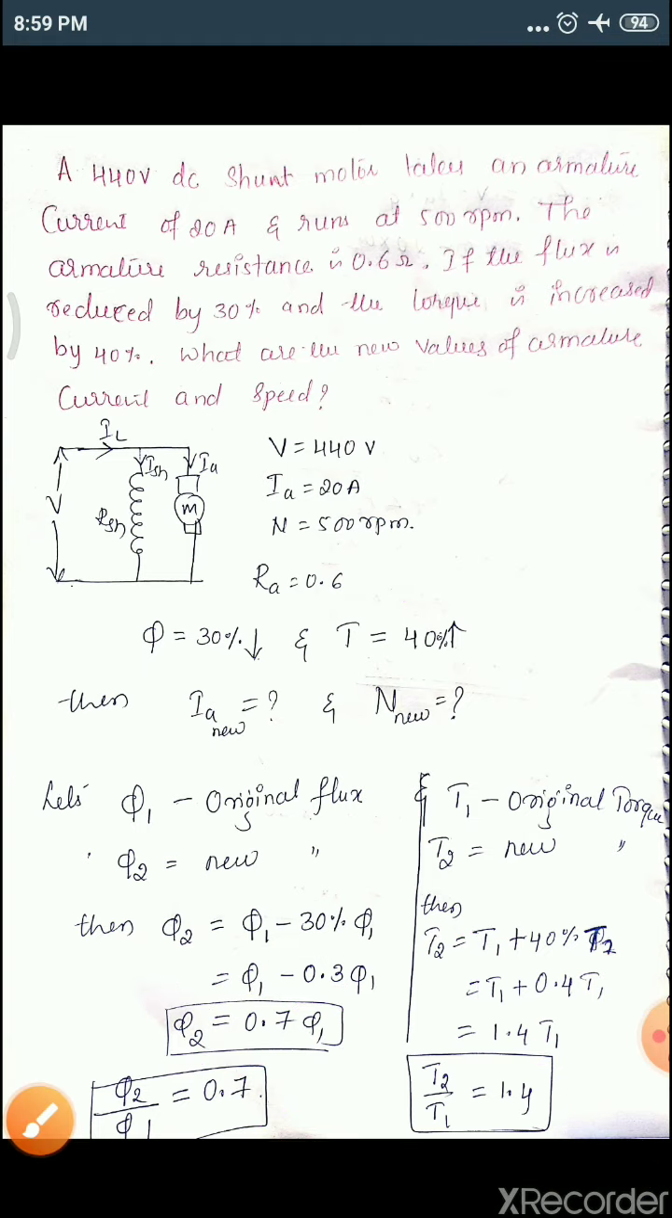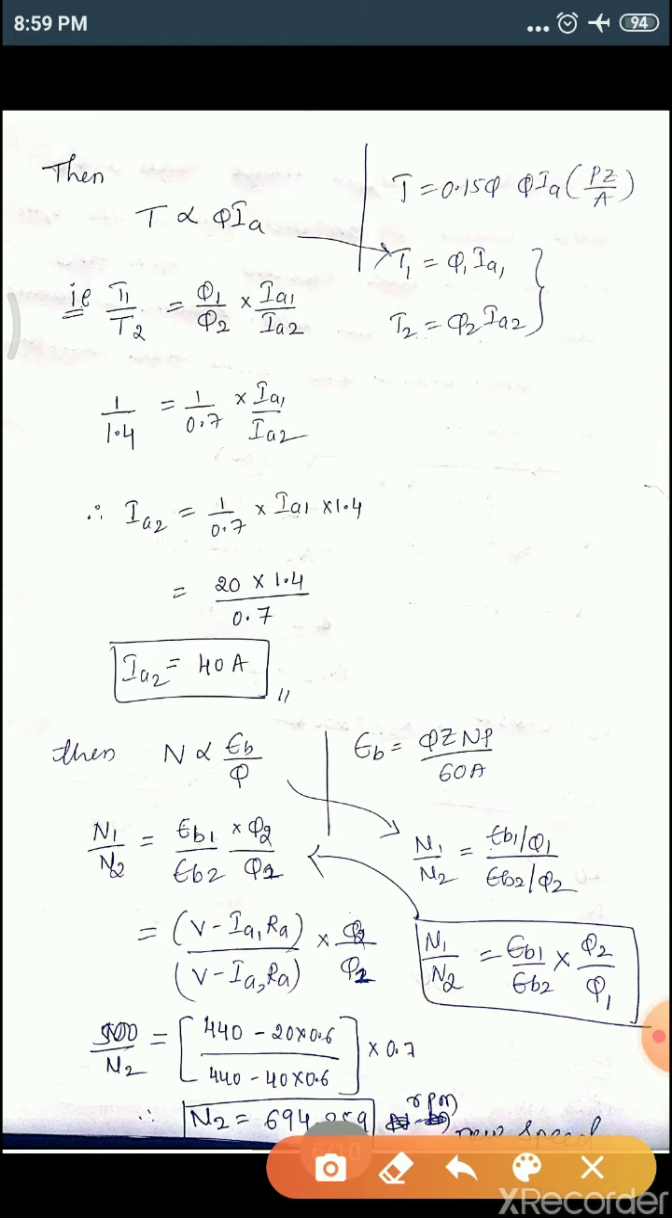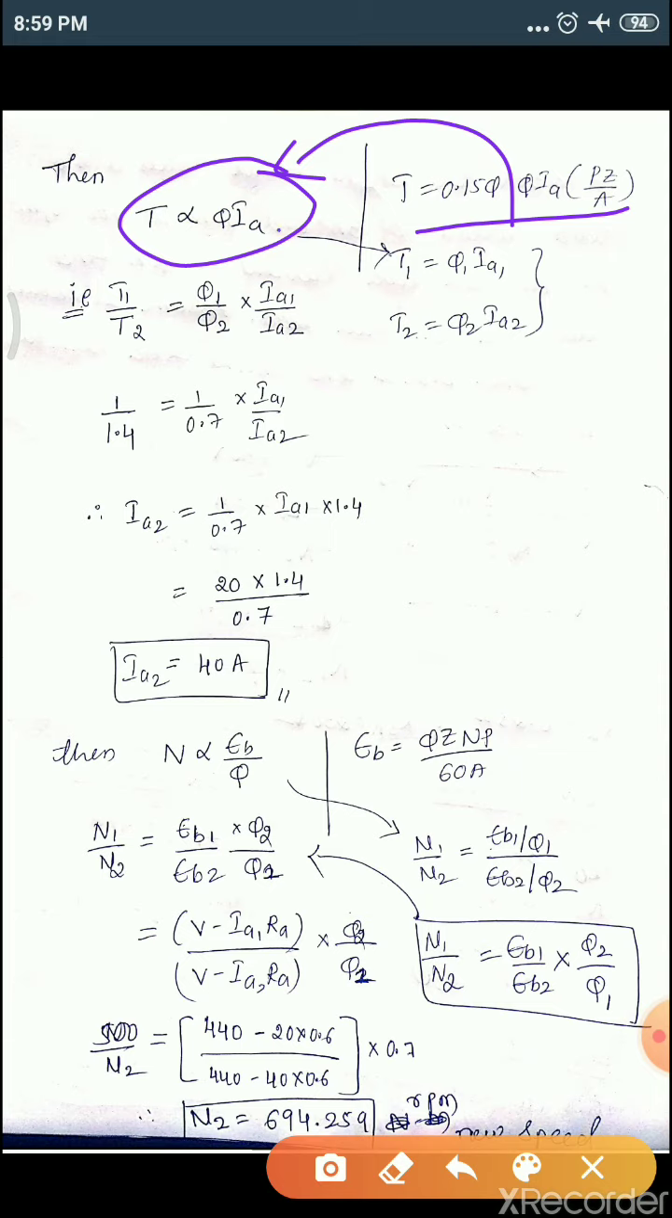Remember these two. Once you have calculated, as we know, T is proportional to phi into Ia. We have discussed this earlier during the characteristics. So remember this. Since we can write T is proportional to phi into Ia, this we can take as T1 and T2.